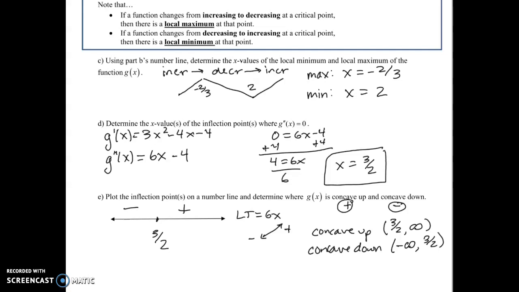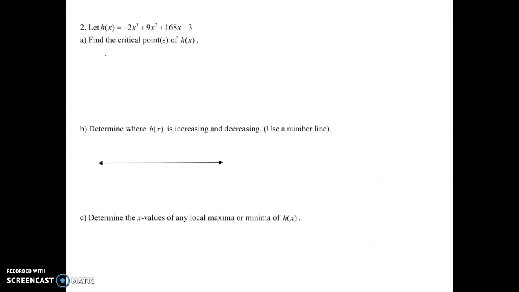All right, I'm going to go ahead and go on to the next page. Okay, so find the critical points of h of x. The critical points are where our first derivative is equal to 0. So our first derivative from our equation would be negative 6x squared plus 18x plus 168. We're going to set that equal to 0.